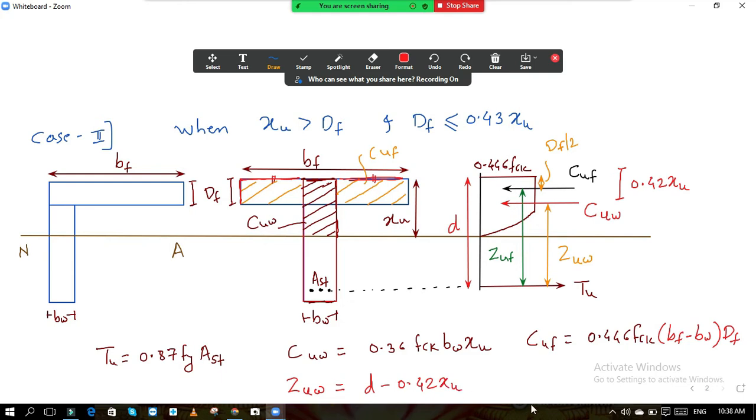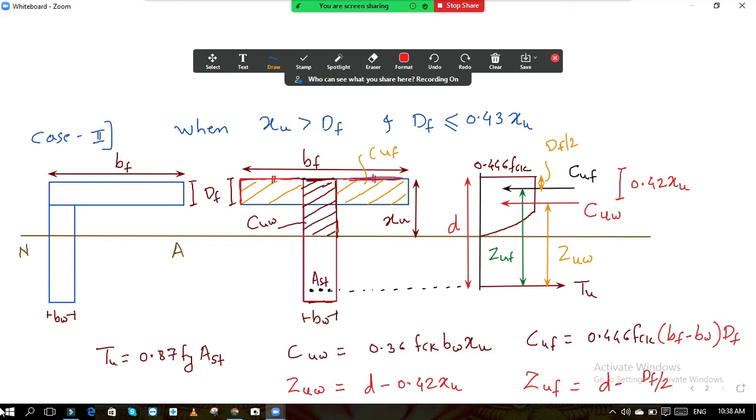And if you talk about ZUF, now see this distance is DF by 2. So it is D minus DF by 2. This is your lever arm for compressive force in flange and the tensile.